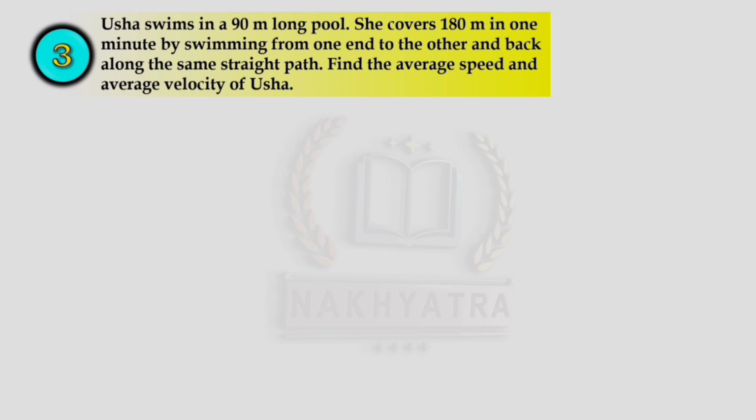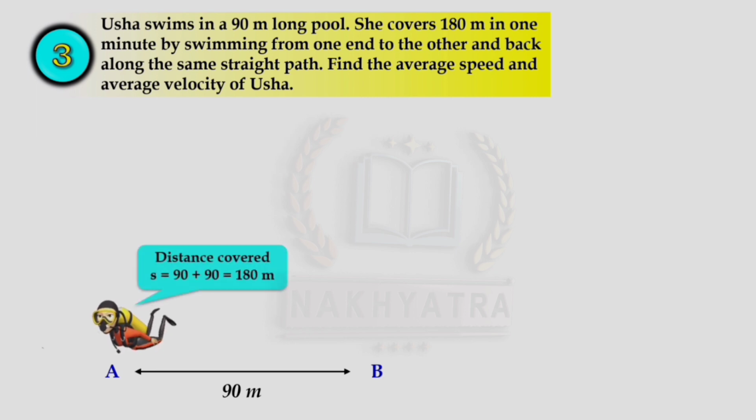Usha swims in a 90 meter long pool. She covers 180 meter in 1 minute by swimming from one end to the other and back along the same straight path. Find the average speed and average velocity of Usha. Okay, so see here, this is the length of the pool. From A to B it is 90 meter and Usha swims from A to B, that is 90 meter. Then again she swims back along the same straight path. So the total distance she covered is 90 plus 90 equals 180 meter.